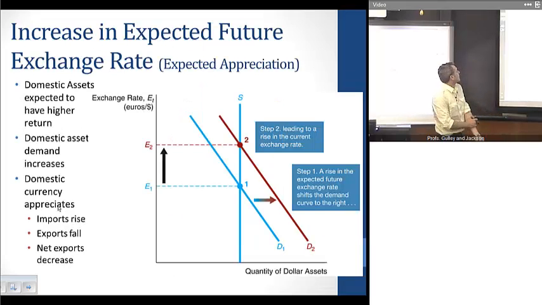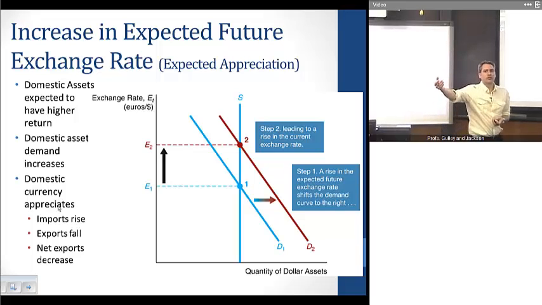So we can also look at changes in expected future exchange rates. This is, I think, pretty self-explanatory. The idea is that if we think exchange rates are going to be higher in the future, well, we're going to want to hold more domestic assets today because the return on those domestic assets in the future is going to be higher. So that's going to drive demand today in the expectation of future higher returns. And so the demand curve shifts up, the currency appreciates, and we get the typical things that we've seen with a currency appreciation.